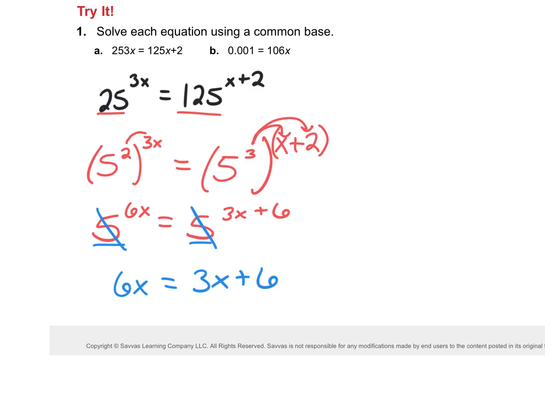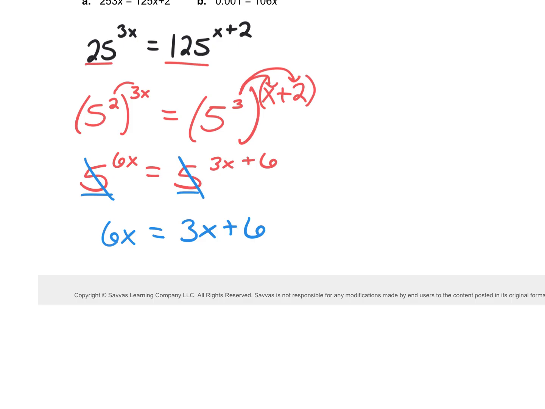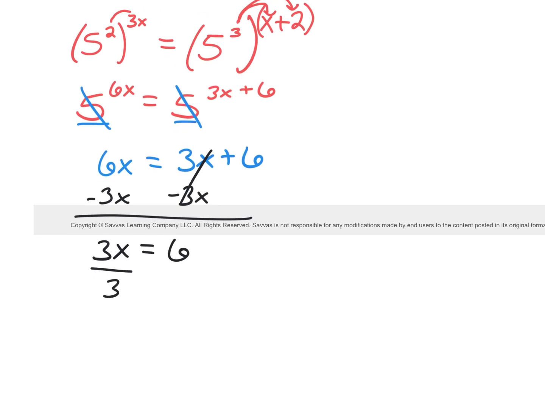Now it's a basic algebra problem. How do I solve? Subtract 3x. So we have 3x equals 6. Last step. Divide by 3. We get x equals 2.